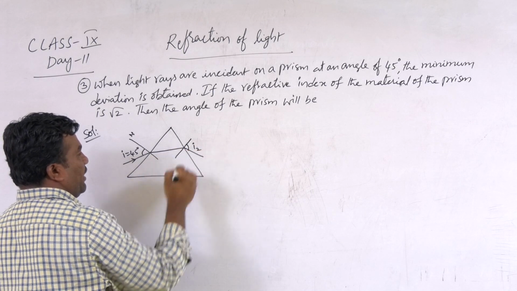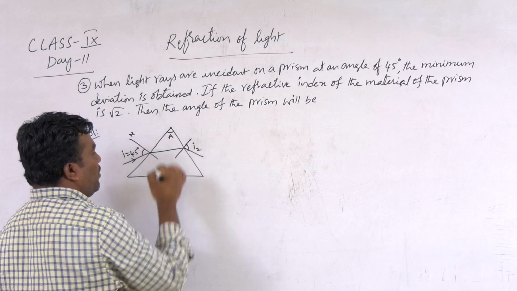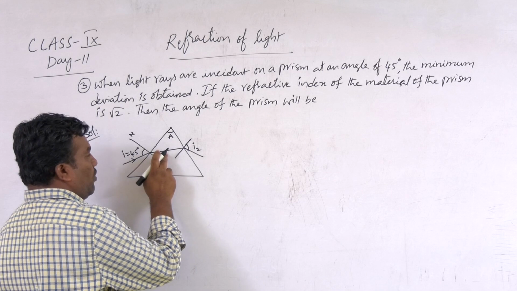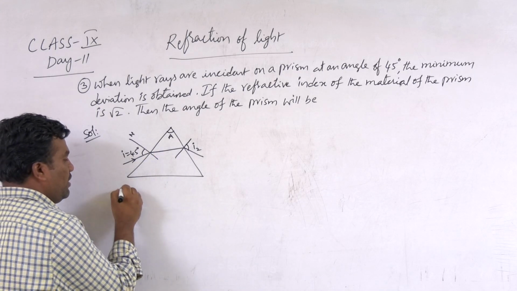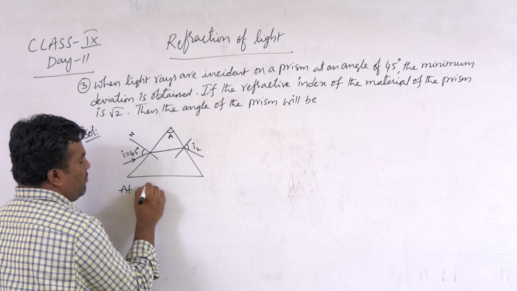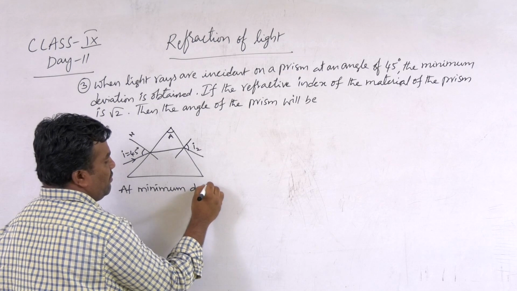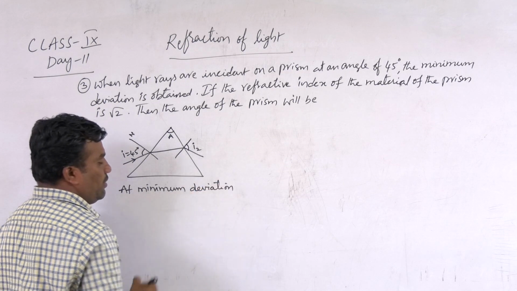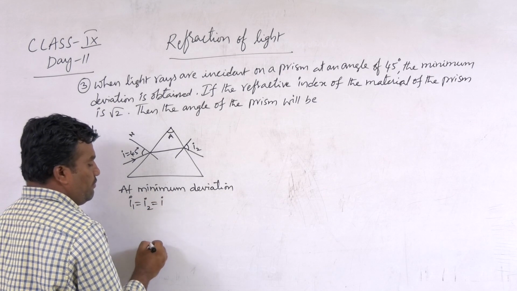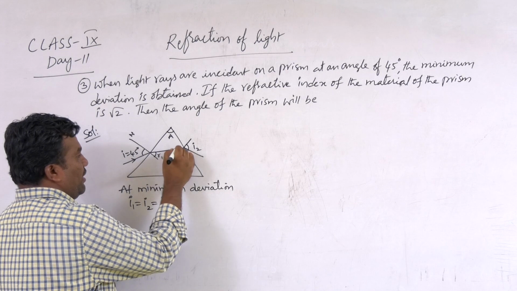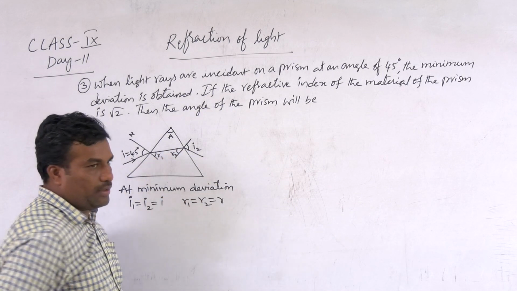This is the emergent ray. They are asking about the angle of the prism. Here, the inside path line and base are equal. That's why it is a minimum deviation. So at minimum deviation, I1 is equal to I2, equal to I. Here it is R1, here it is R2. So R1 equal to R2, equal to R.